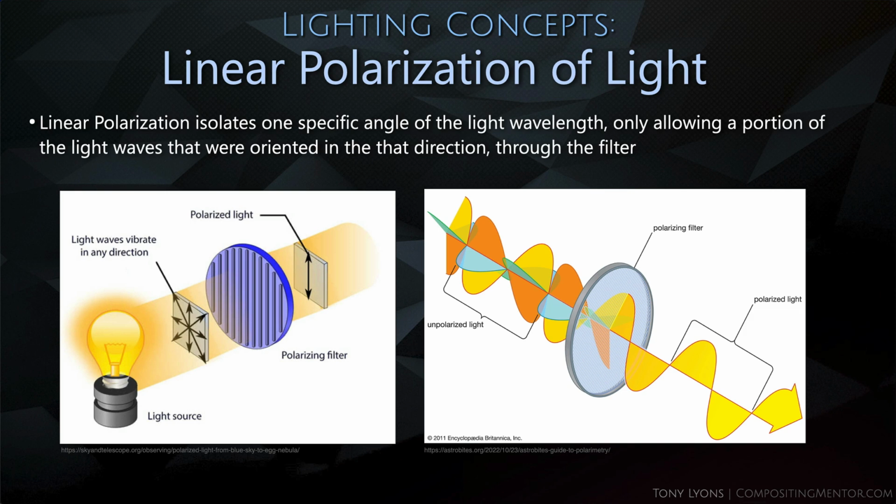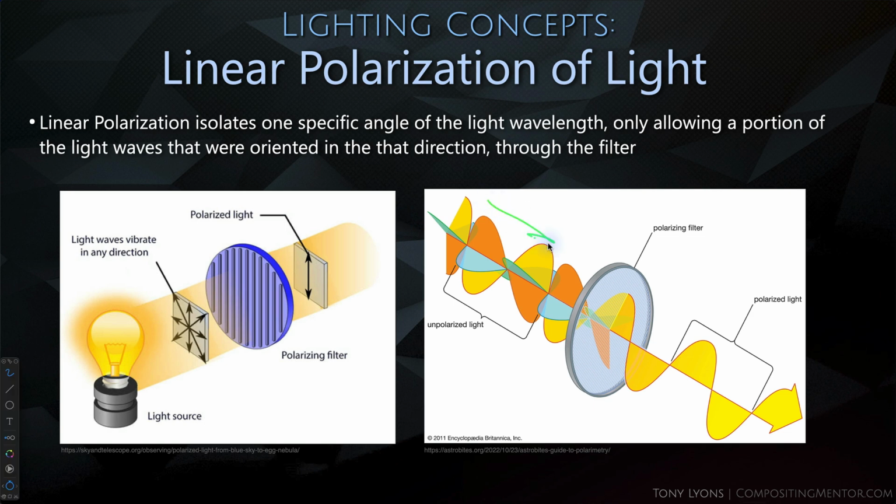Linear polarization of light. This is referring to polarized films that you put in front of a camera. Linear polarization isolates one specific angle of the light wavelength, only allowing a portion of the light waves that were oriented in that direction through the filter. Here you can see there is a vertical polarizing filter, and this is our unpolarized light. You can see the different angles that it could be oriented in. When it passes through, all those other angles are blocked out, and only that vertical angle, or whatever angle this polarizer is oriented in, is the only angle that is going to be allowed through.